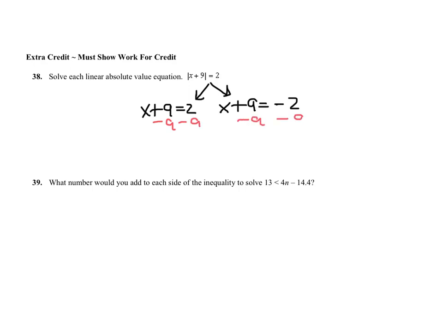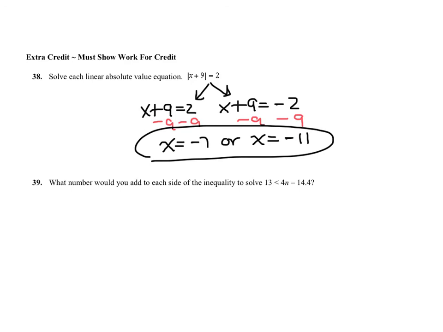And I get x equals -7, or x equals -11. So those were my two answers. You should have gotten a +1 for either one of them, and if you got both of them, you got a +2.